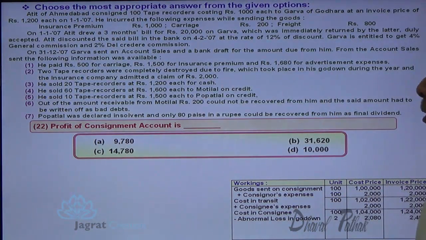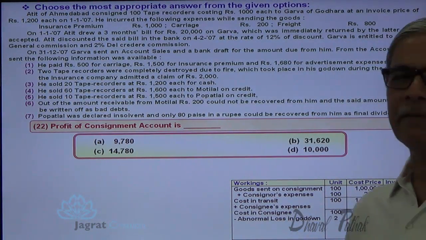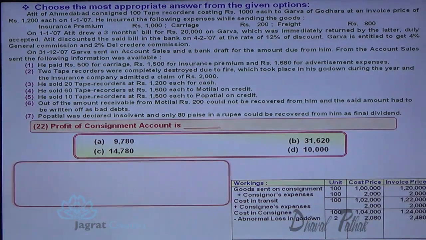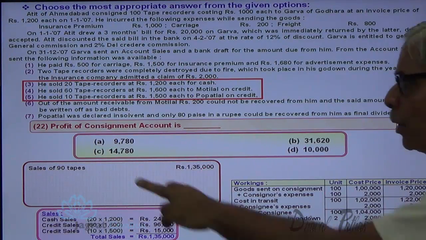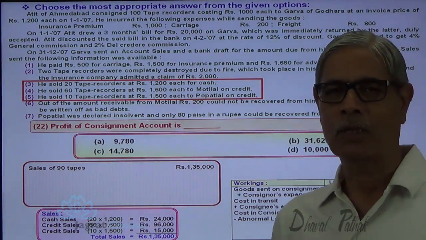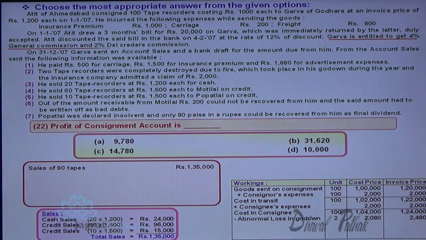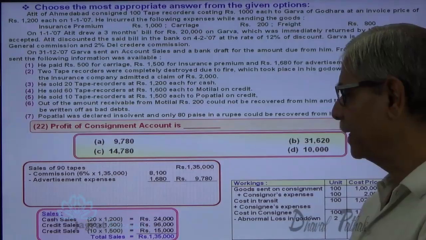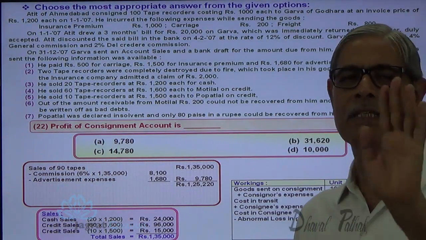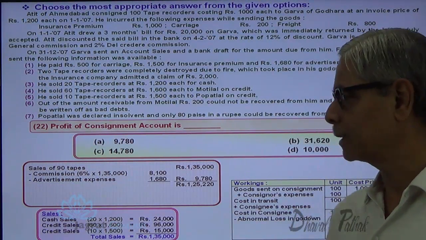Now I want to find out the profit of consignment activity without preparing the consignment account. How to do that? First of all, I will write down the sales proceeds. As you know, the total sales proceeds for 90 tape recorders is 1,35,000. From that you are required to deduct the expenses for commission and advertisement. So 6% commission, as you know, and advertisement expenses are also to be deducted. These are the sales expenses. So this is the net sales proceeds after deducting the sales expenses.